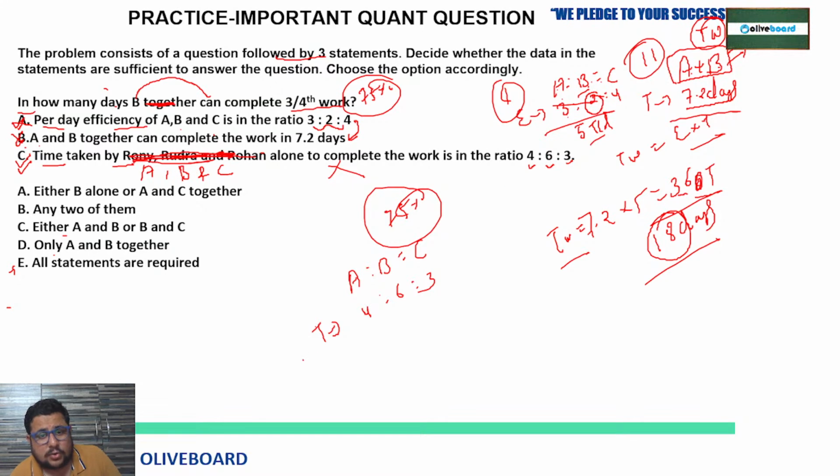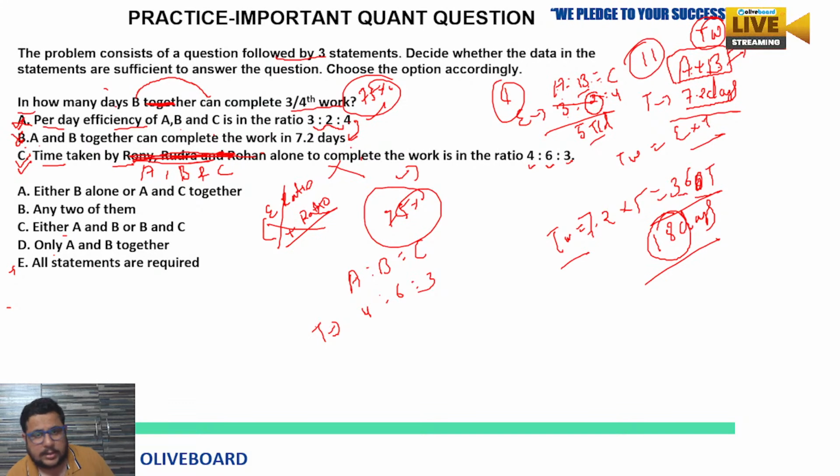Okay, but if we merge first and third, what are they about? This is the efficiency ratio, this is the time ratio. By these two ratios we can't get it, because the efficiency ratio and time ratio will not have any time data in these two. So the first and third combination is not working out, and third alone is not working out.